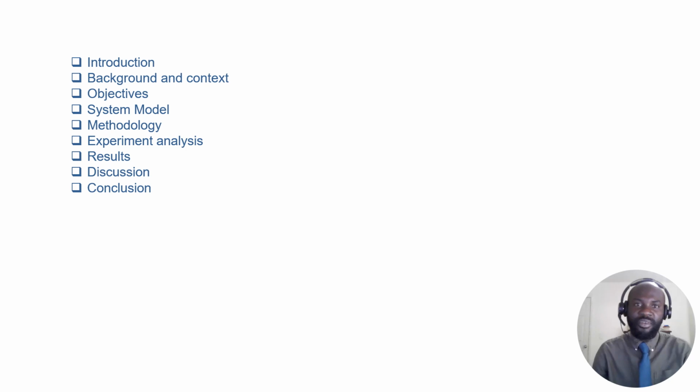Here is an overview of today's presentation. First, we'll start with an introduction to set the stage, and then we'll provide background and context of our research. Also, we'll define the objectives of our study, then discuss the system model that was used. Then we'll outline our methodology. Then we'll present our experiment analysis. Then we'll share the results that we achieved and engage in a short discussion of our findings. Then finally, we'll conclude by summarizing our work.